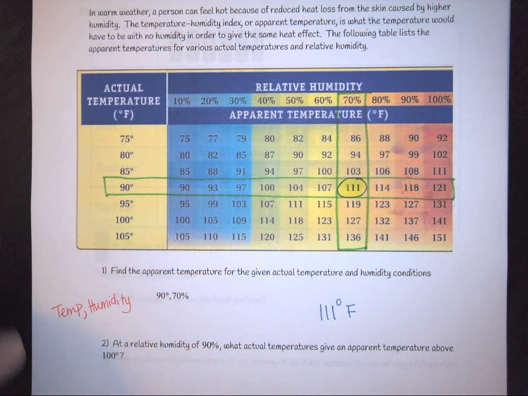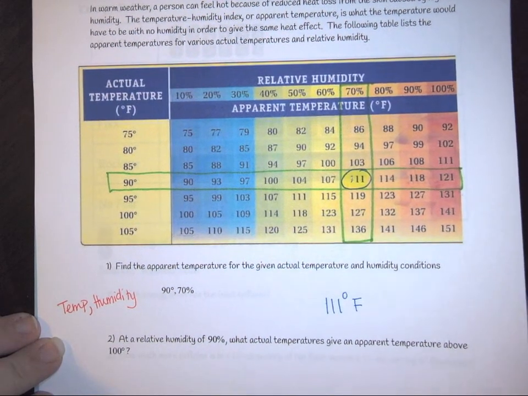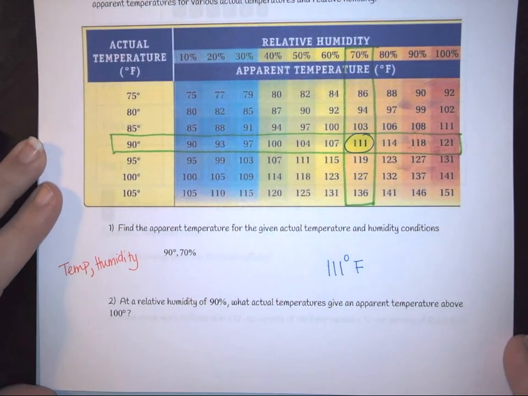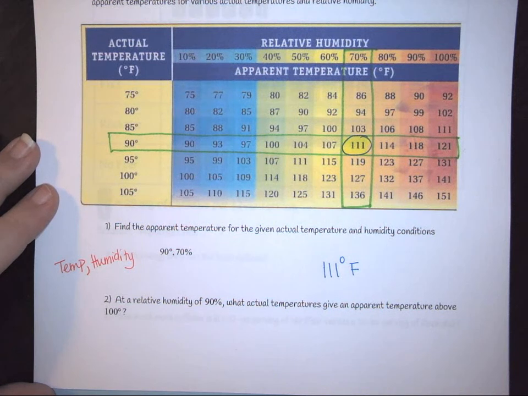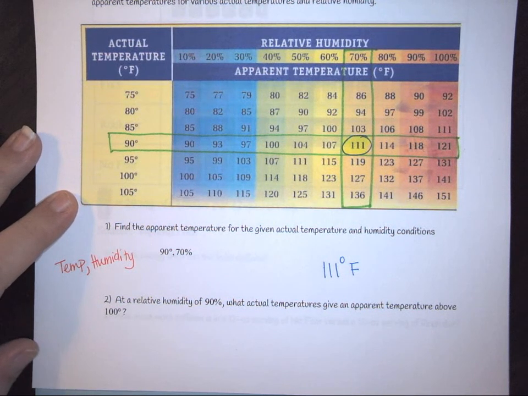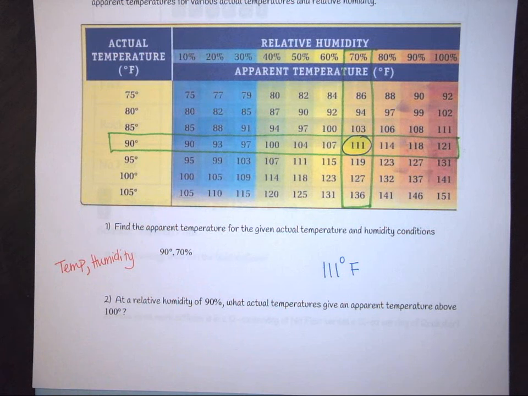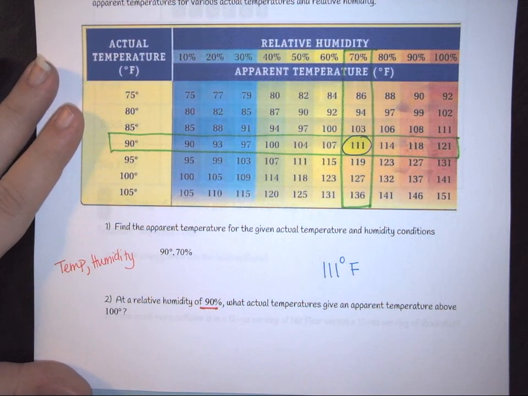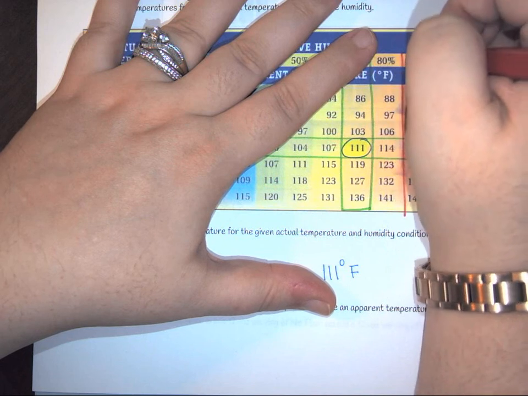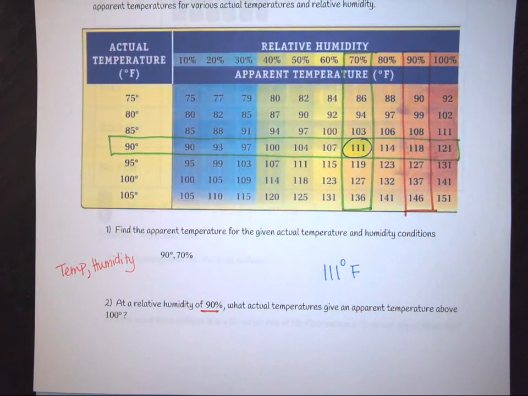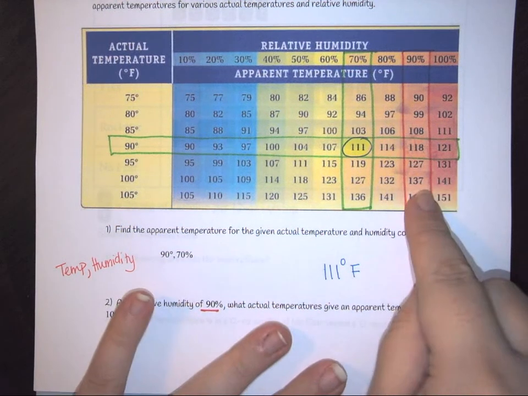Okay. Now the second question says that at a relative humidity of 90%, what actual temperatures give an apparent temperature above 100? So when we're talking about above 100, we want the 90% column. So here is 90%, and I'm going to draw this in red. Notice this is my 90% column. And when I'm looking at this column, I want to know which temperatures are giving me an apparent temperature above 100.